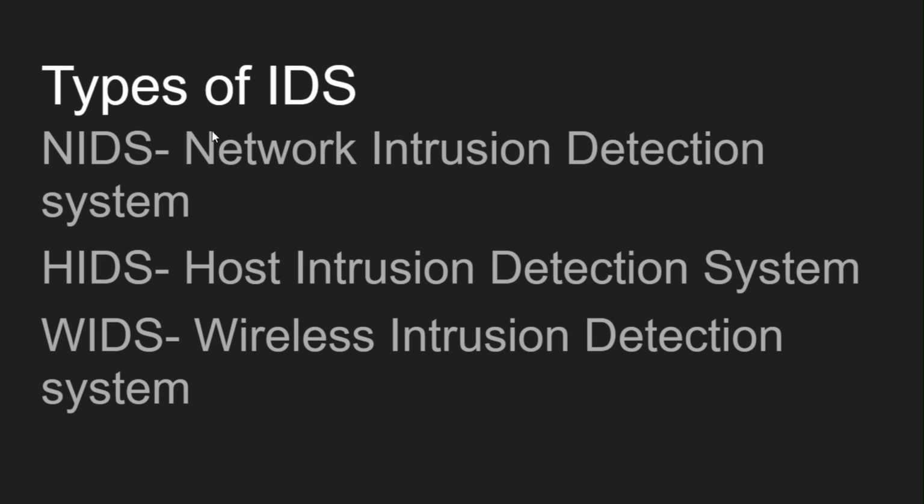But you should know this slide. You should know that there are different types of IDSs. And what does IDS stand for again? Intrusion Detection System. And you have your NIDS, Network Intrusion Detection System, okay? You have your HIDS, Host Intrusion Detection System, and you have your WIDS, Wireless Intrusion Detection System. So you have different types of IDSs, and it makes sense.